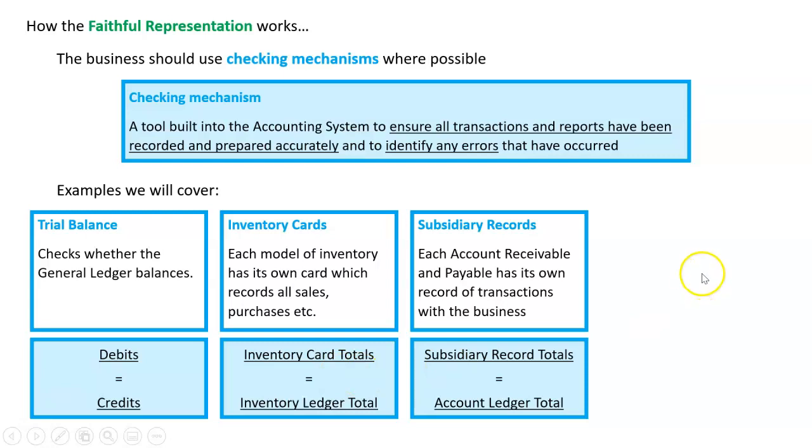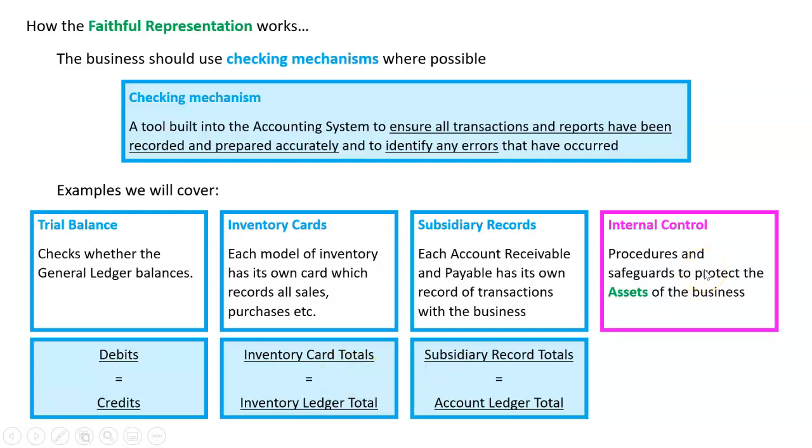We've got one more. We're going to look at it in a separate video. It's a hidden little topic that sometimes a lot of the textbooks don't have, but it pops up on the exam. It's called internal control. And that's procedures and safeguards to protect the assets of the business. So we'll make a separate video about that to talk about it later. But these things here, these are all checking mechanisms. And what are they about? They're making sure that the information we present is a faithful representation of what actually happened.